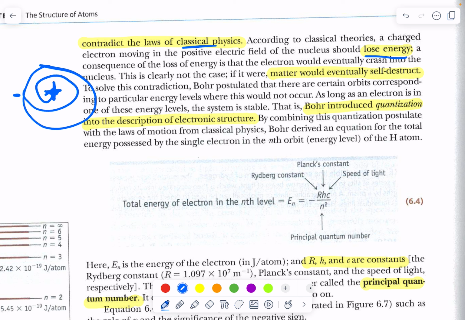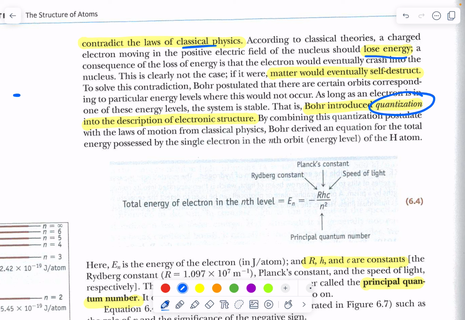But nevertheless, despite that question that needed to be answered, Bohr introduced what we call the quantization of the electronic structure, that the electrons can only absorb enough energy. I'm going to erase this picture.